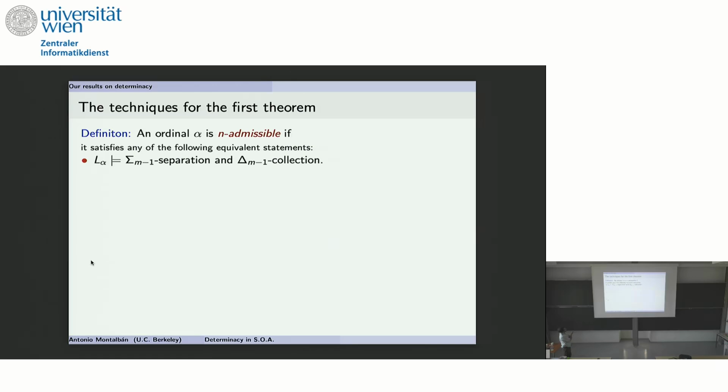But now, since we're looking below C2, we need to look at L up to this kind of ordinals, and this is where the α-recursion theory shows up. We say that an ordinal α is n-admissible, a countable ordinal, if it satisfies any of the following equivalent statements. I'm going to give a couple of definitions. One is that L_α satisfies Σ_{n-2} separation, like a version of replacement, essentially. Separation is the comprehension and collection is the replacement.